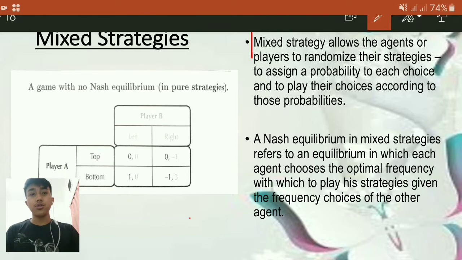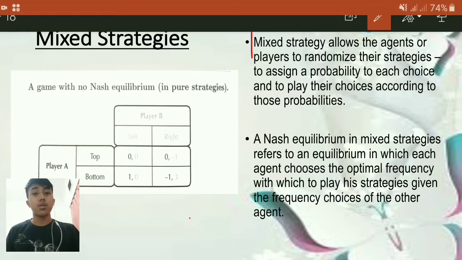Now let's continue to mixed strategies. Mixed strategy allows the agents or players to randomize their strategies, to assign a probability to each choice and to play their choices according to those probabilities. A Nash equilibrium in mixed strategies refers to an equilibrium in which each agent chooses the optimal frequency with which to play his strategies given the frequency choices of the other agents. So there is also a Nash equilibrium in mixed strategies.